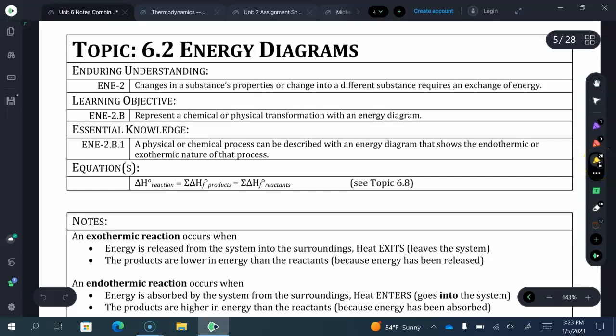Hello everyone, welcome to topic 6.2, energy diagrams. By the end of this, you should be able to represent a chemical or a physical transformation with an energy diagram. Some of this should be review. We are also going to introduce this equation.